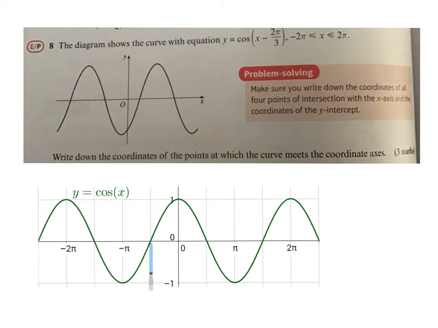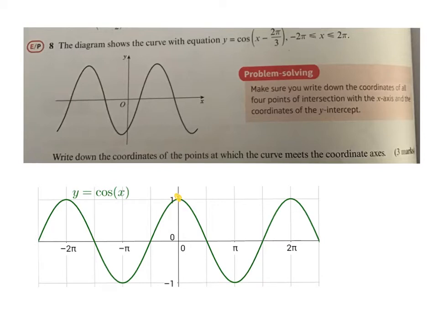These intersections here at half pi, pi over 2, 3 pi over 2, negative pi over 2, negative 3 pi over 2. So let's try and see what's happened to the graph.